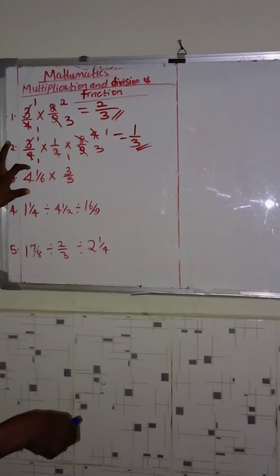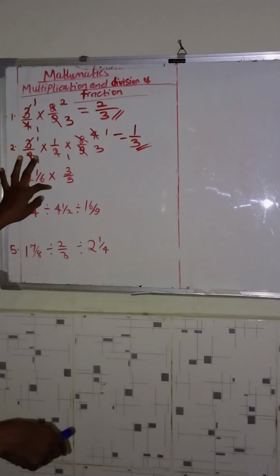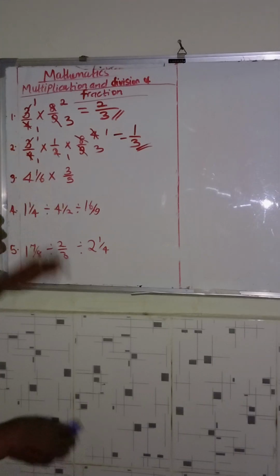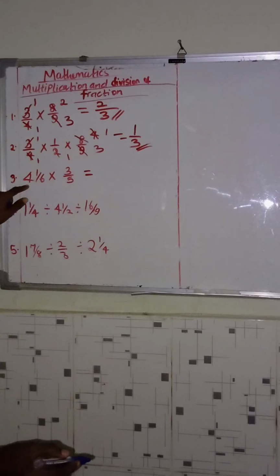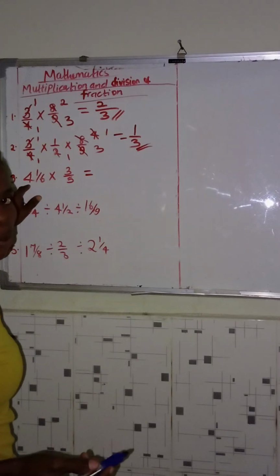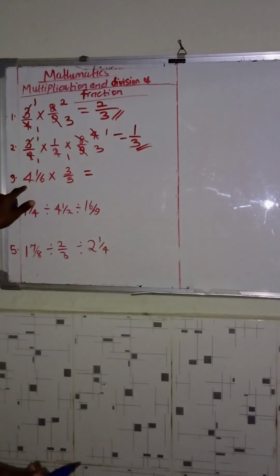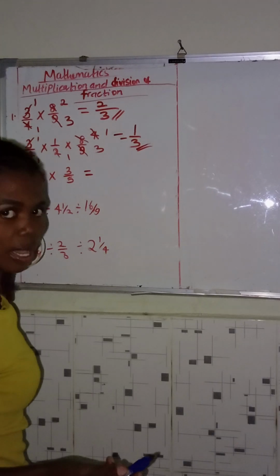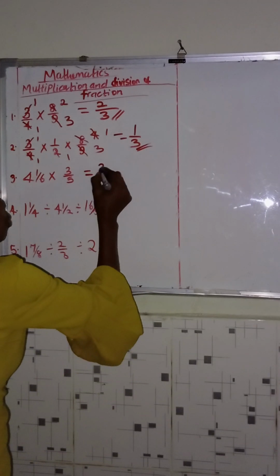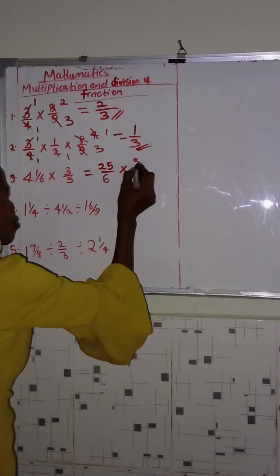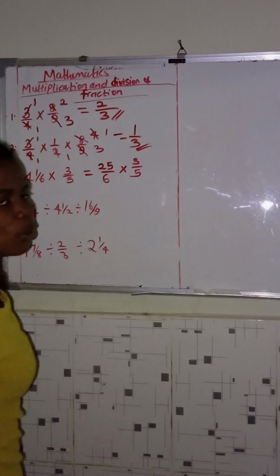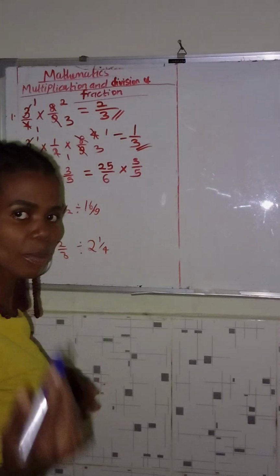4 whole number 1 over 6 multiplied by 3 over 5. What you do here, you first of all need to change this guy to an improper fraction. 4 multiplied by 6, 24, plus 1, 25. That is 25 over 6 multiplied by 3 over 5. Okay, now that we have it like this, we can proceed.